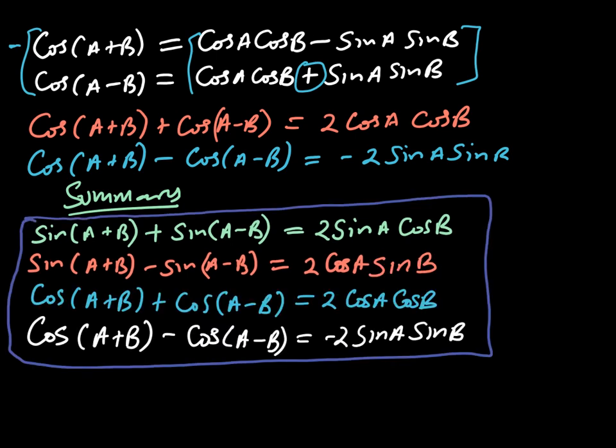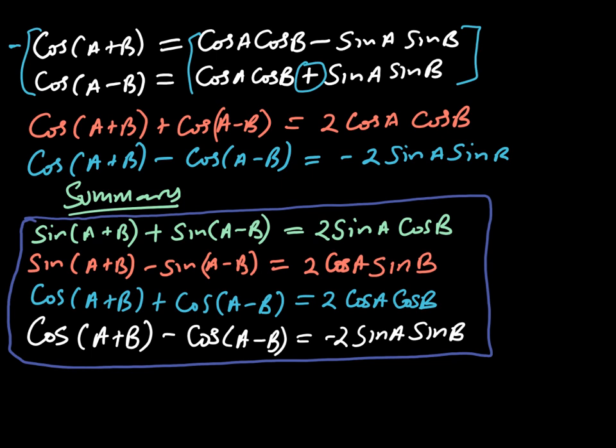So these four are very, very important when you're integrating products of sines and cosines. You should be able to derive these results. Don't try to forget something. It can always be derived. I have shown you how it is done.